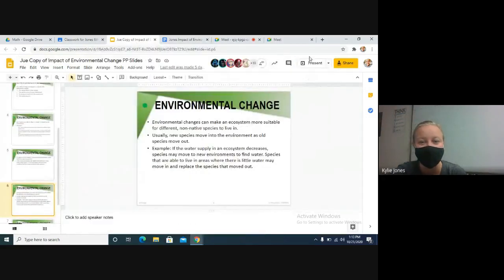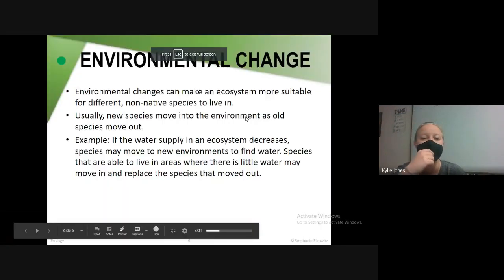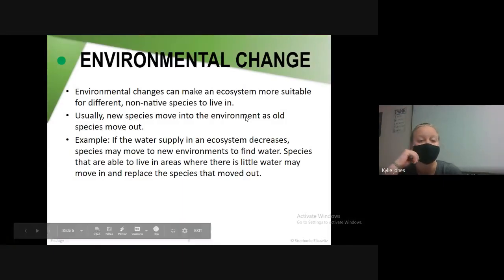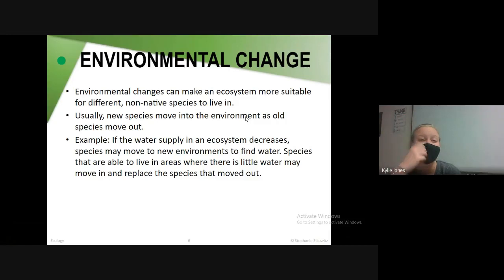So, environmental changes can make an ecosystem more suitable for different non-native species to live. Non-native means that they are not used to being in that environment. They come in and take over the environment pretty much. Usually, a new species is able to move into the environment as an old species moves out. So one species of tiger might leave an environment, but a new species might move in because they can fit better in that environment.